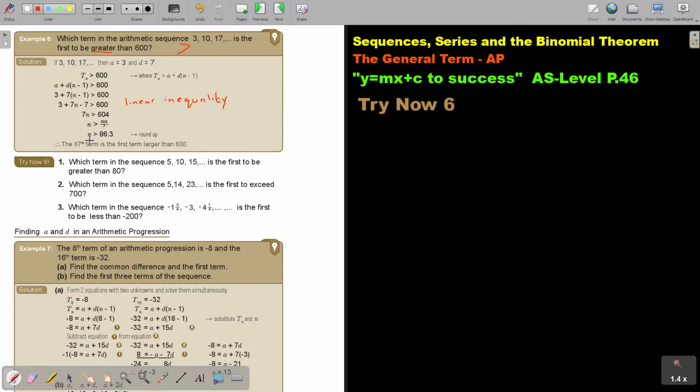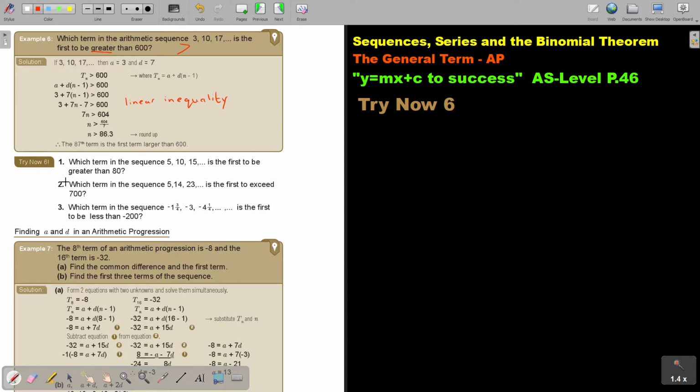Now, don't forget, like I said in the previous videos, n can just be a whole number starting from 1. Okay, natural number. So it cannot be 86.3. So in this case, if it's 86, it will still be less than 600. And you can go and test it. But if it's 87, so you round up, then it will be bigger than 600. Okay. I think it's all right if you just do one.